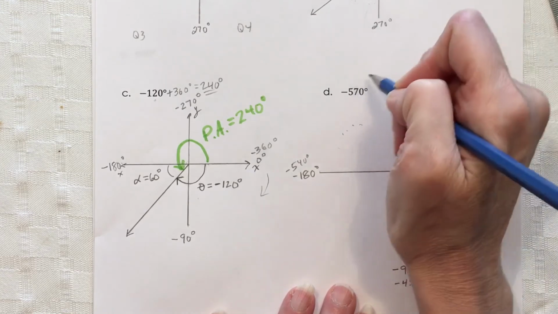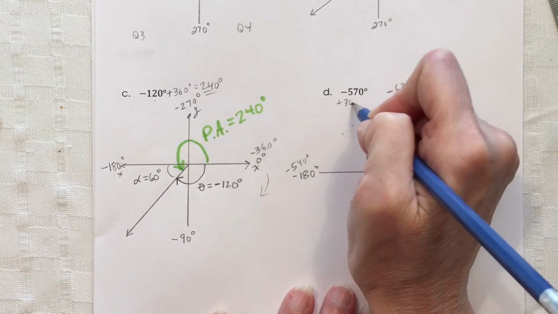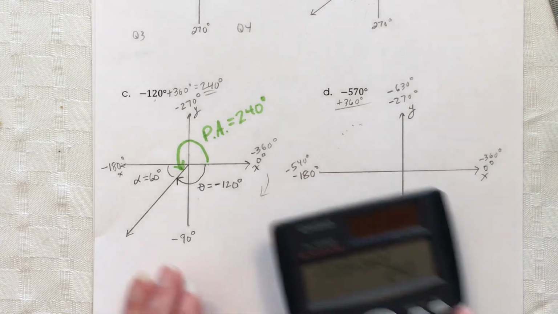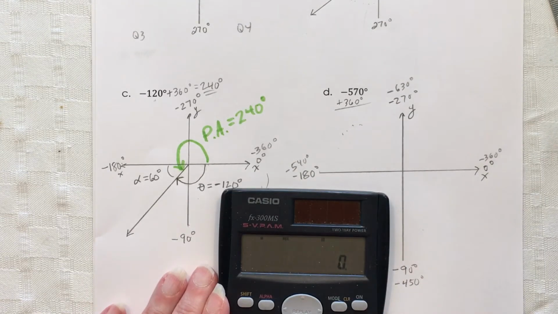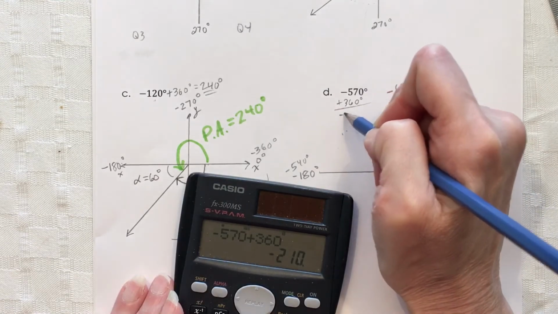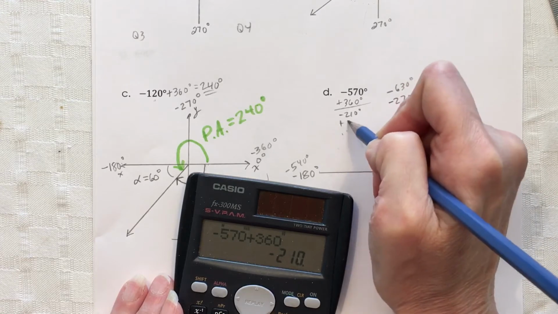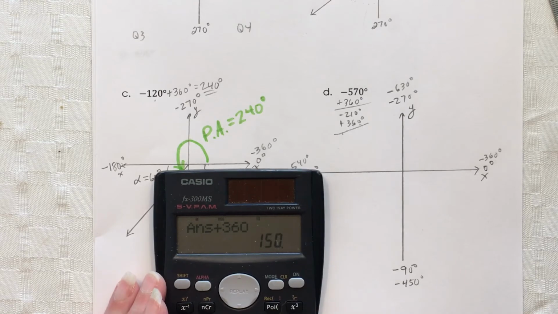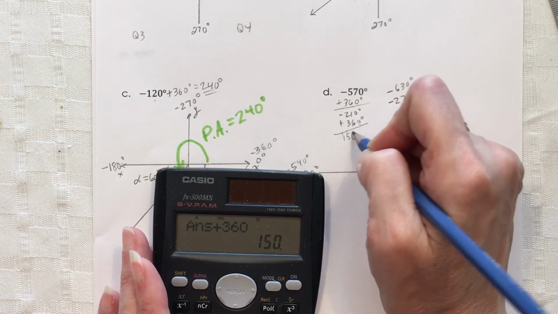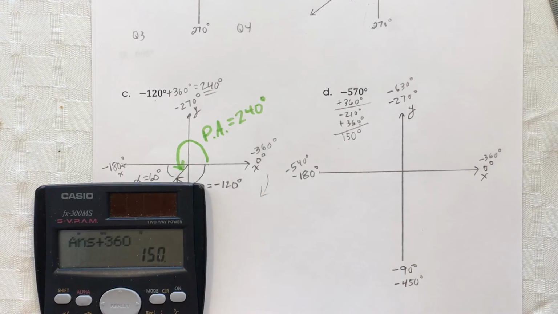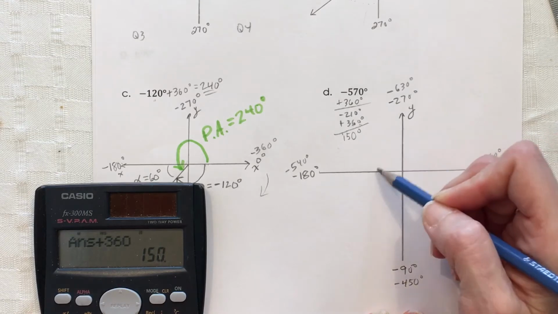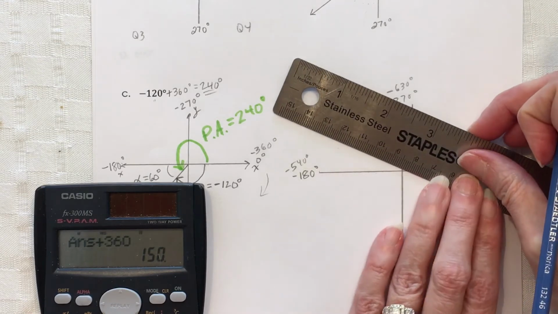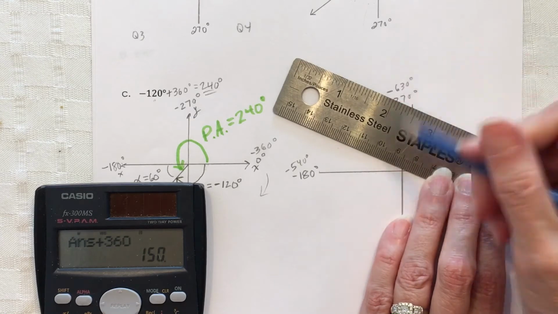Well, we can take our negative 570 and add 360. Negative 570, add 360. And that still puts us in the negatives. So then we could add 360 again, which tells us that our terminal arm should be located at 150 degrees. Okay, so where would 150 degrees be? We know 0, 90, 180, so 30 degrees less than 180, which is closer to the x-axis.